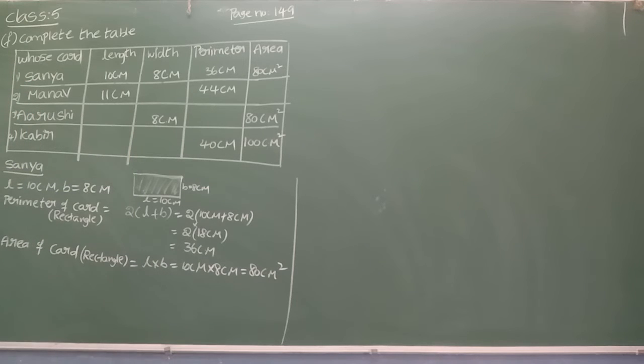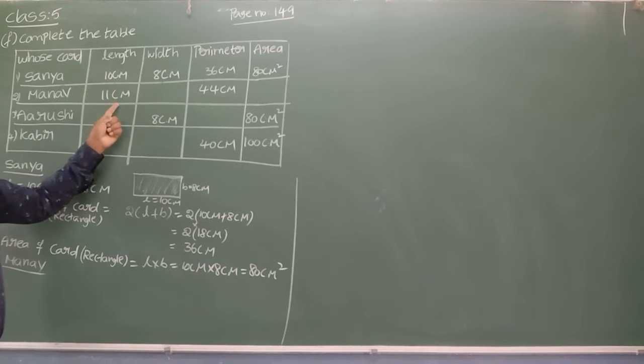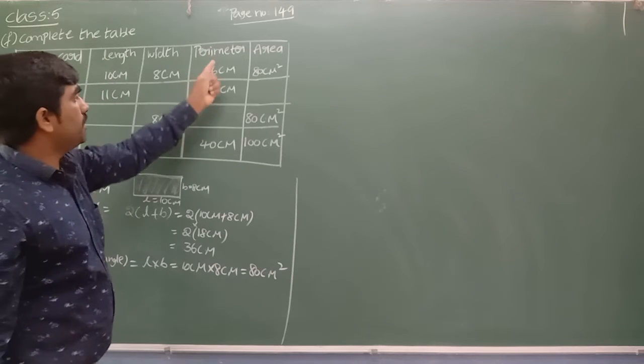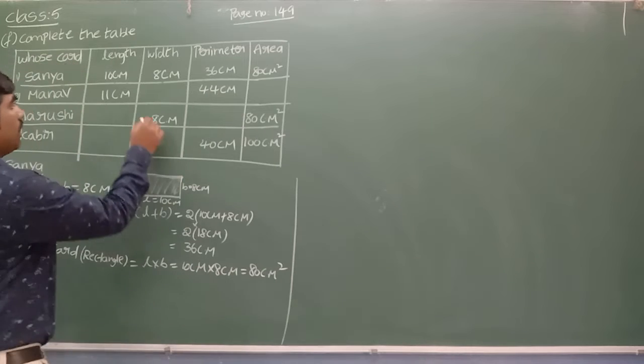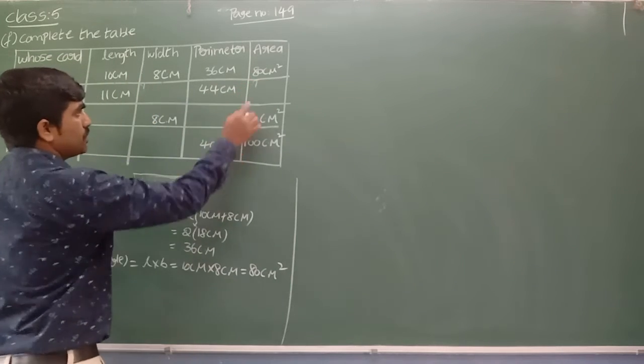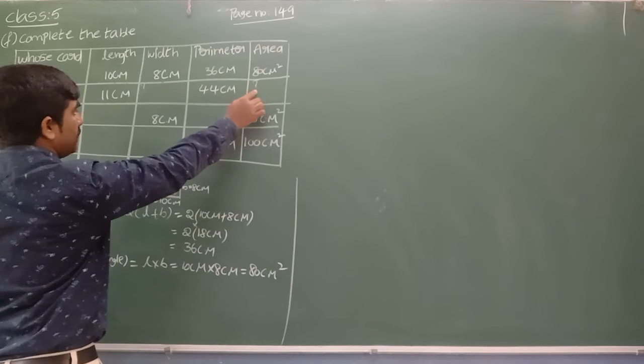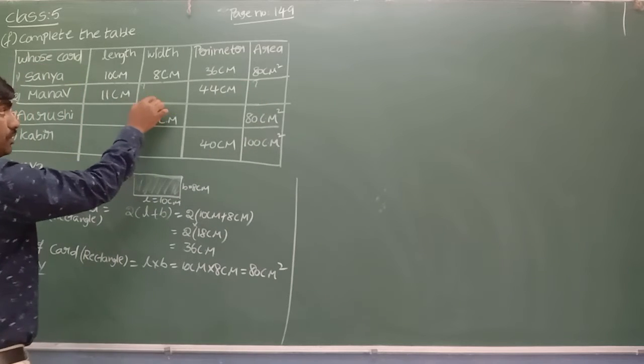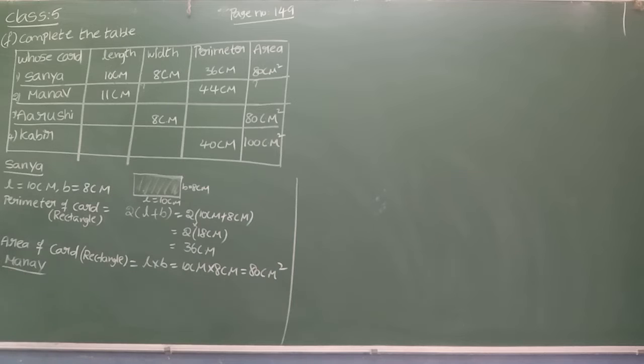If you go to the second, the second card is prepared by who, beta? Manav. Right. So here they gave only the length, 11 centimeters, and the perimeter, 44 centimeters. They ask you to find the width and the area. To know the area, we have the formula length into breadth. We don't know the breadth, so first we have to find the breadth.